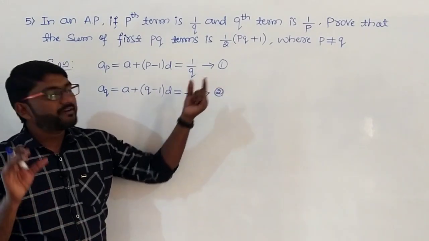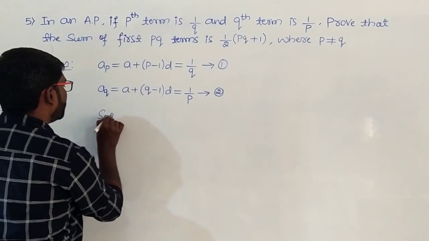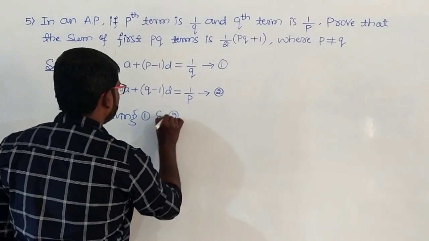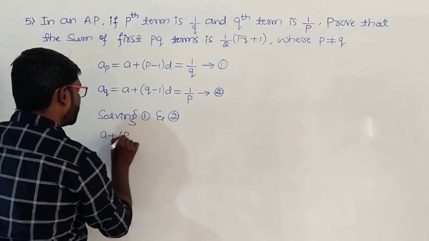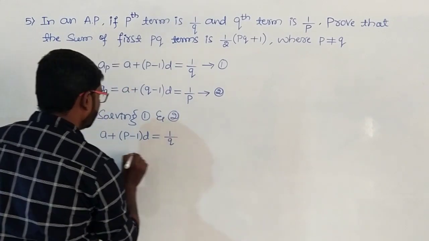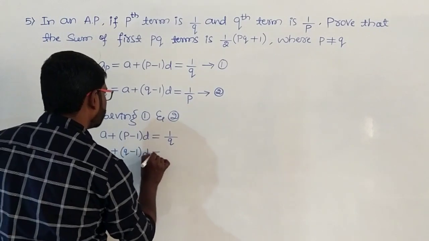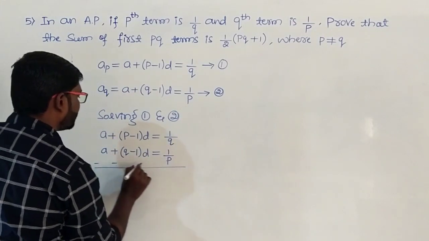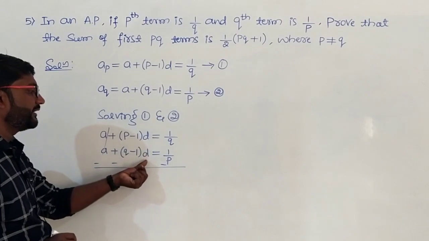So I'll go for equation 1 minus equation 2. So here solving 1 and 2, what do we get now? a plus p minus 1 into d is equal to 1 by q. Then a plus q minus 1 into d is equal to 1 by p. So now go for the sign change. So minus, minus, and here it is minus. So these two get cancelled, and then in these two terms we have d common.